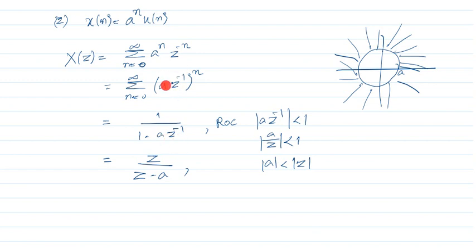You know the geometric progression relation from the previous slide. Using that I have written 1 by 1 minus a, provided this term is less than 1. That is the ROC: a by z is less than 1, so magnitude of z should be greater than a. So the Z transform of a power n u of n is z by (z minus a), or 1 by (1 minus a into z power minus 1). The ROC is greater than a. So if this is a, the ROC is outside the circle of radius a. That is the condition.